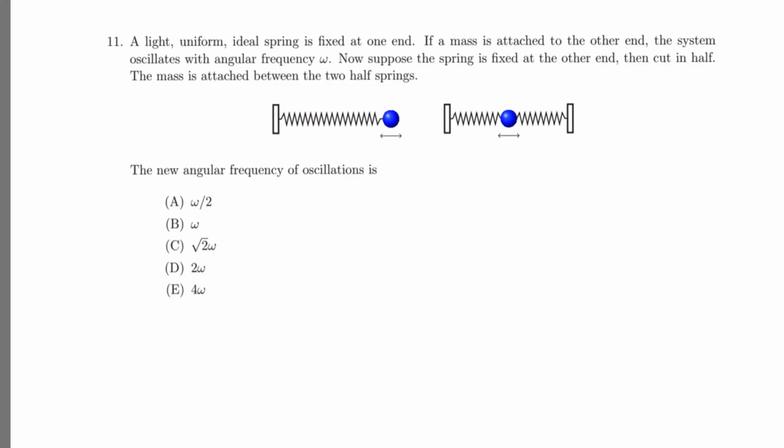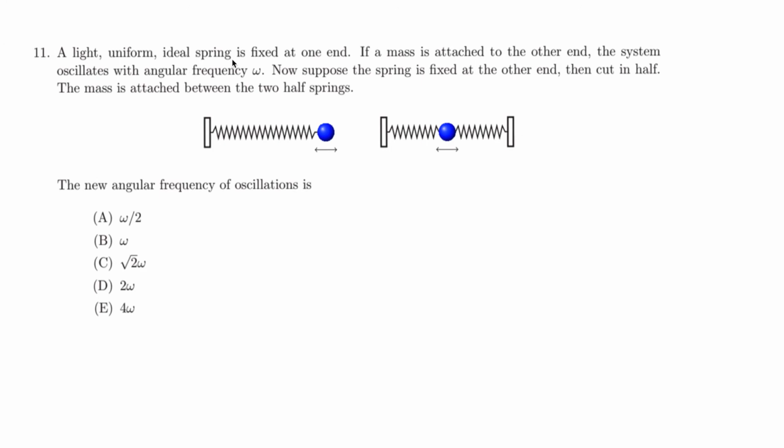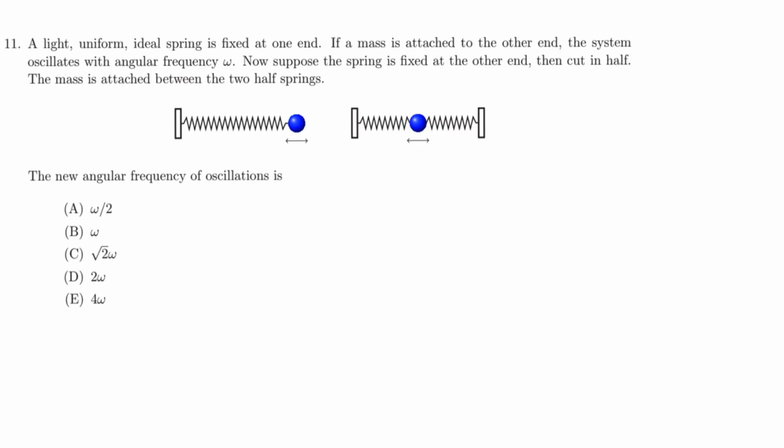Okay, so here we have the second problem. This one says a light uniform ideal spring is fixed at one end. If a mass is attached to the other end, the system oscillates with an angular frequency. Now, if the spring is fixed at the other end, then cut in half, the mass is attached between the two half springs. The new angular frequency of oscillations is... Okay, so this will need me to bring up a second concept, which is what happens when you split a spring in half and then you use it.